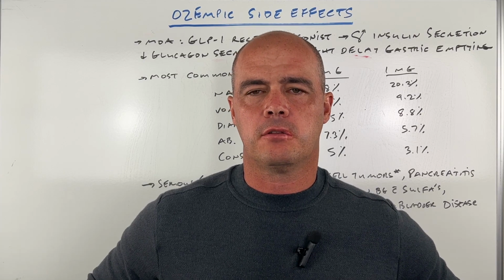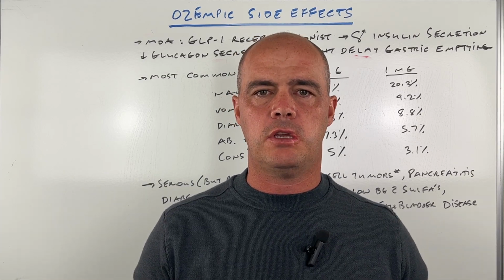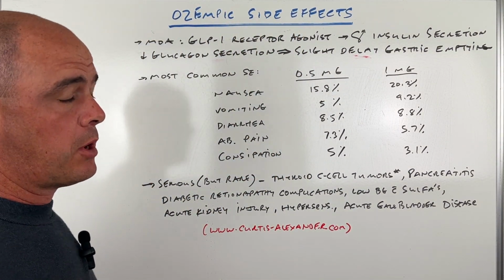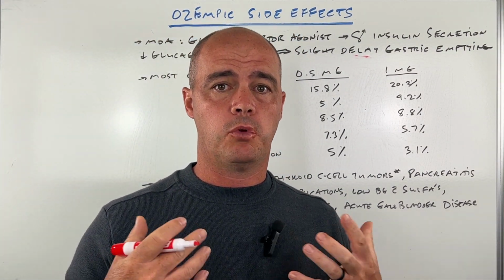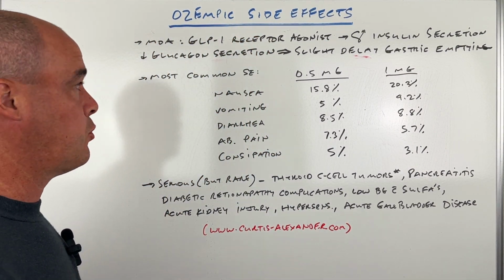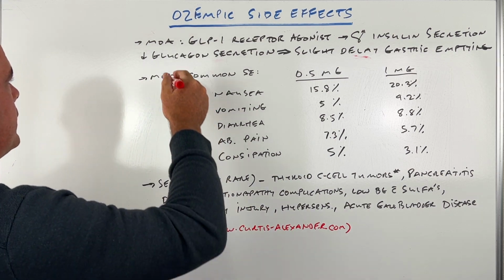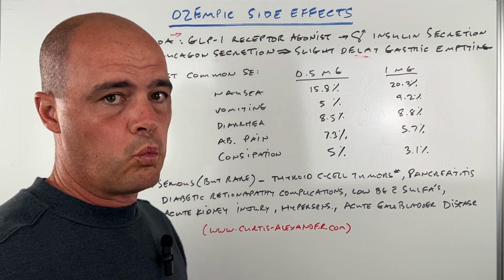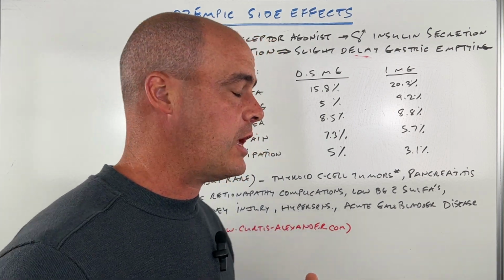Hey guys, Curtis Alexander. Let's talk about the side effects we can see with the medication Ozempic. Now, Ozempic is primarily used to help with diabetes. It's gaining some recognition as a weight loss drug, and I don't want to quite get into that. Let's just focus on the side effects. But what is important to note is what it's doing in your body. It will help you understand the side effects.